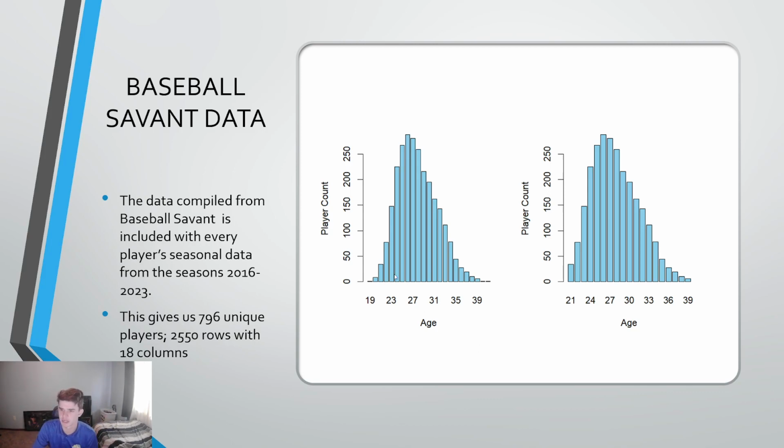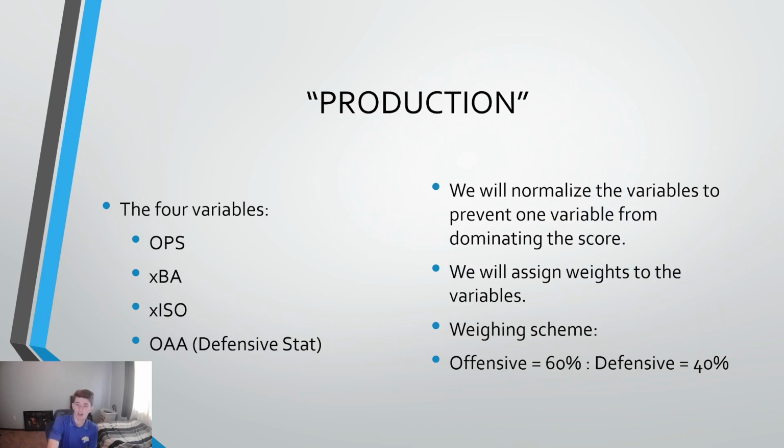As you can see, we took out some outliers here. I took out every single player above 40 and 19, since there are really only a few for each age. And I also took out every single player that had less than 200 plate appearances in a year, just so that it doesn't skew our data here. All right, now after we have an introduction on our data, we're going to be looking at our production variable.